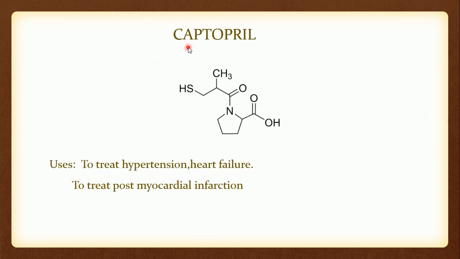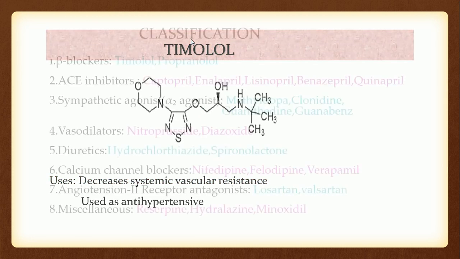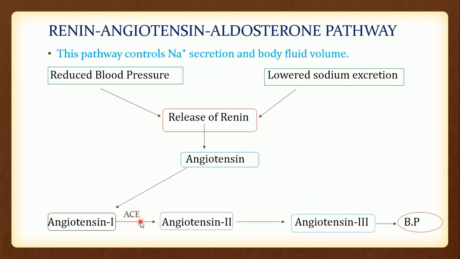The next class of drugs are ACE inhibitors. ACE is the enzyme which will convert angiotensin 1 peptide into angiotensin 2. So if we inhibit this enzyme, then angiotensin 2 cannot be produced, so that BP cannot increase.